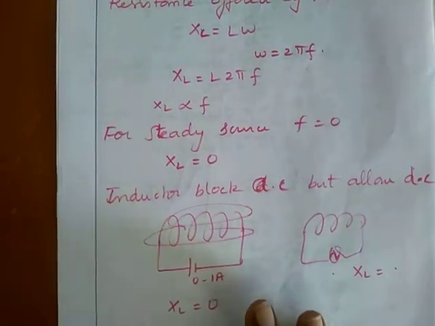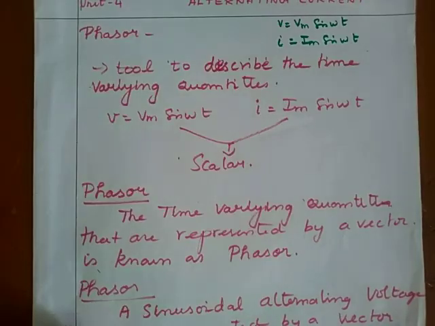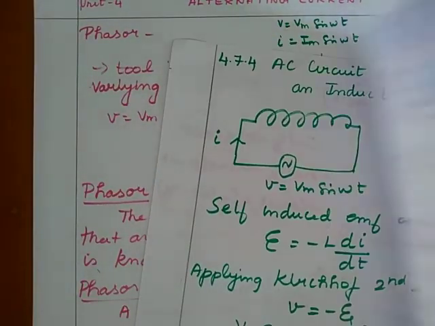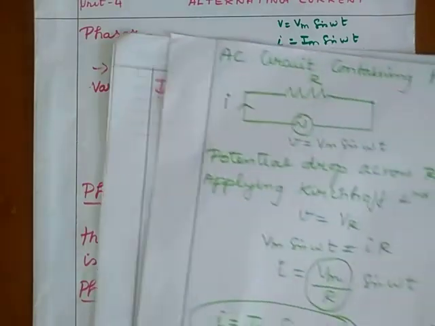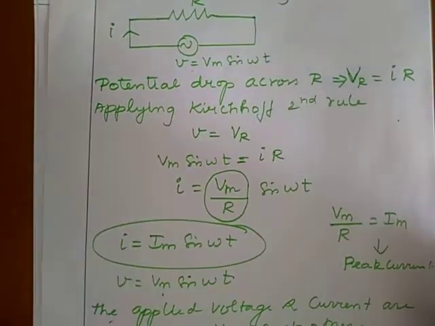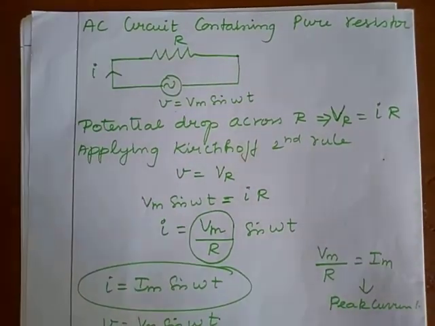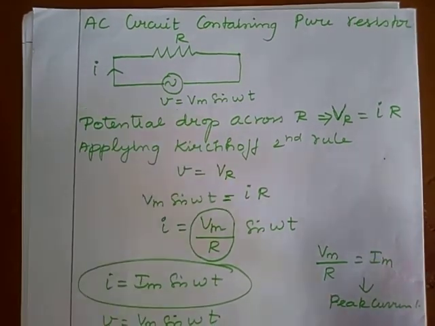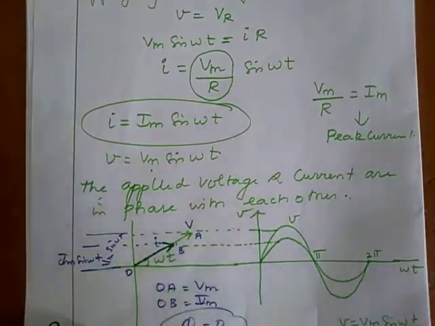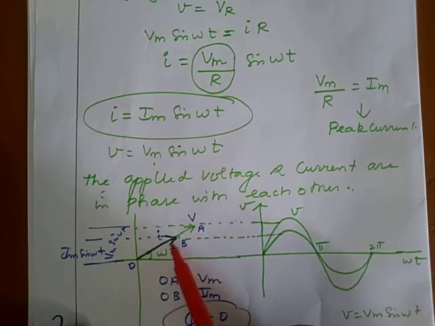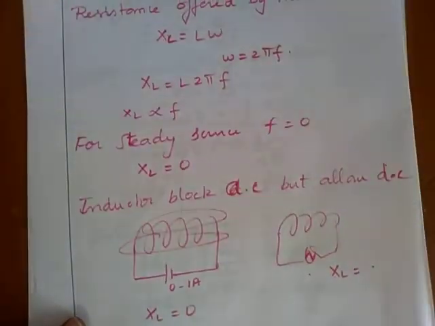Let me see a short recap of today's class. In today's class, we learned about phasor and phasor diagram. Phasor is a tool that is used to describe time varying quantities, that means voltage and current in an alternating source. Then using the phasor diagram, we know the phase angle between current and voltage in resistor and inductor circuits. In a resistor circuit, the phase angle between the current and voltage is the same. So in a phasor diagram, the current and voltage are in the same phase.